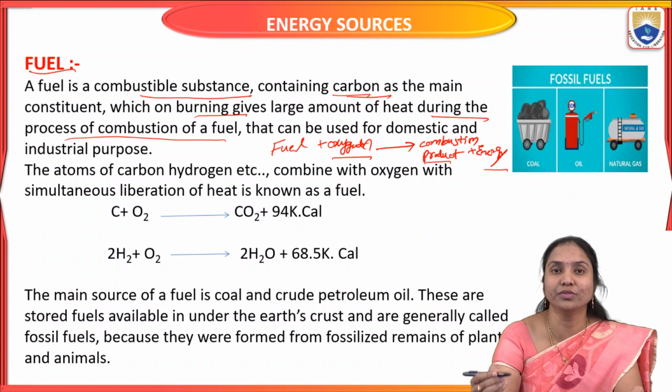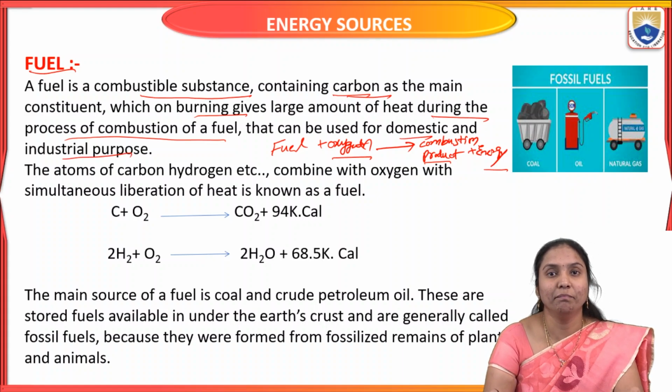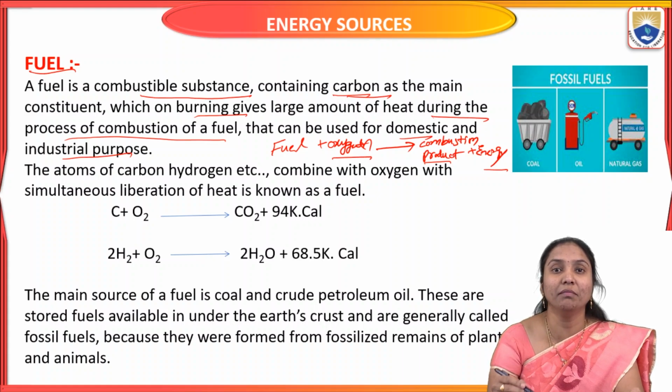That energy is used for domestic and industrial purposes. So fuel is a combustible substance whose main element is carbon. Carbon increases the calorific value. During burning in the presence of oxygen, it produces heat energy. This process is called combustion, and that heat energy is used for domestic and industrial purposes.